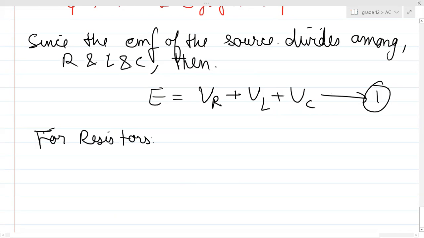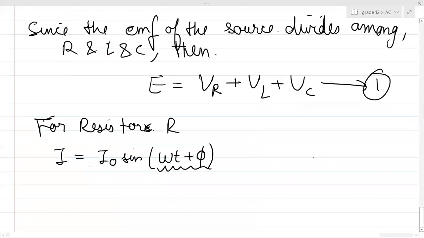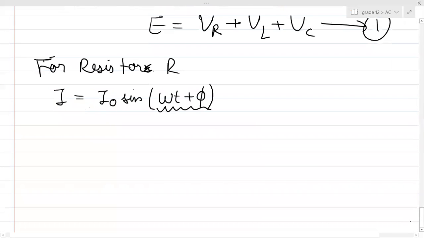Guys, what was the current in the circuit? The current in the circuit was the same for all of them, right? So I equals I naught sin(omega t plus phi). Now, what is the phase of this phasor? What is the phase of this current? Guys, tell me.